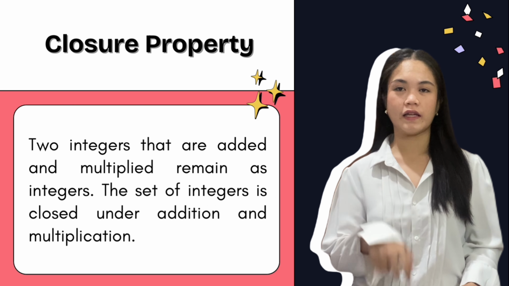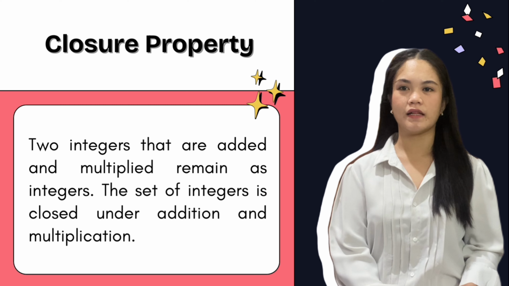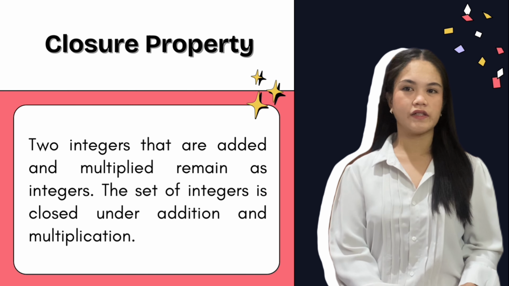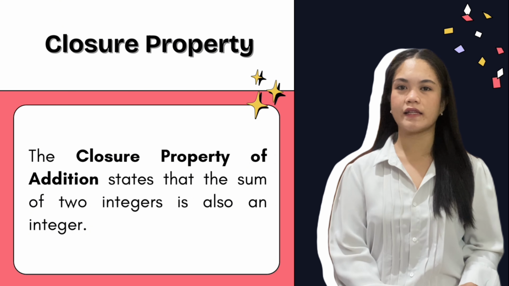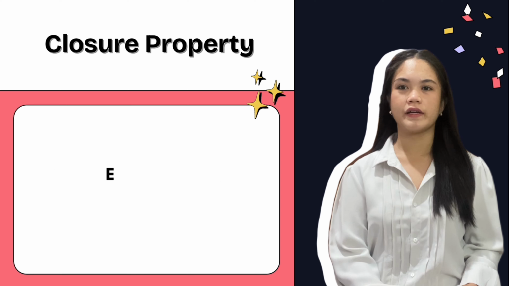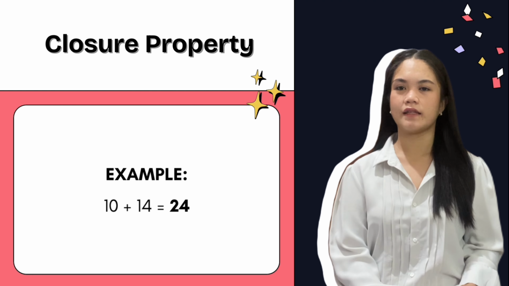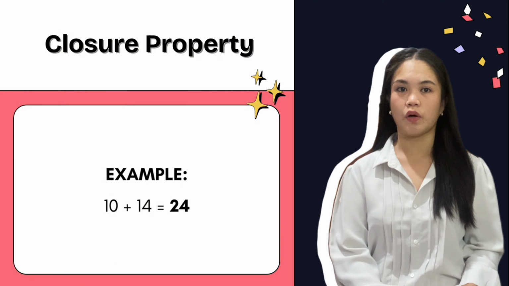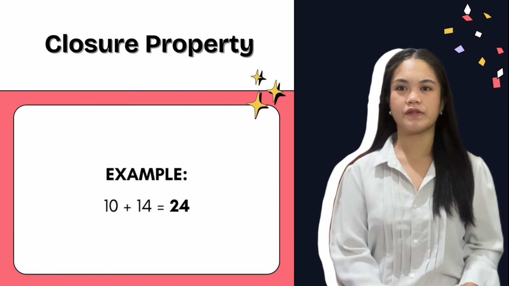The first property is closure property. Two integers that are added and multiplied remain as integers. The set of integers is closed under addition and multiplication. The closure property of addition states that the sum of two integers is also an integer. For example, 10 plus 14 is equal to 24. 10, 14, and 24 are all integers, specifically positive integers.